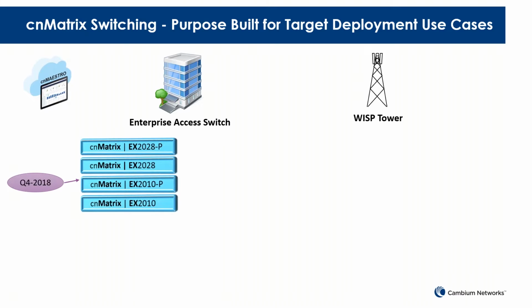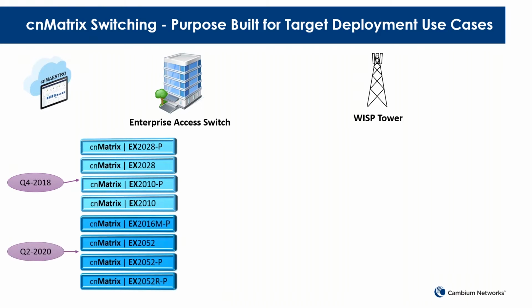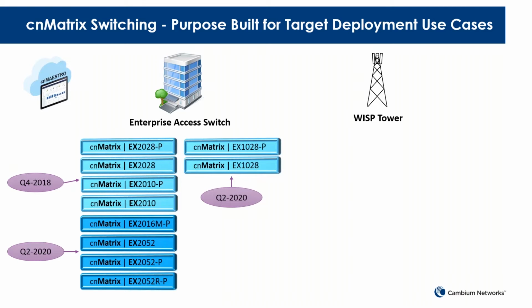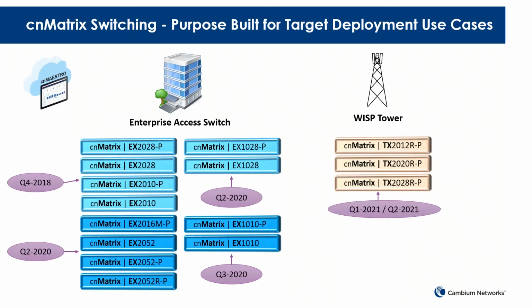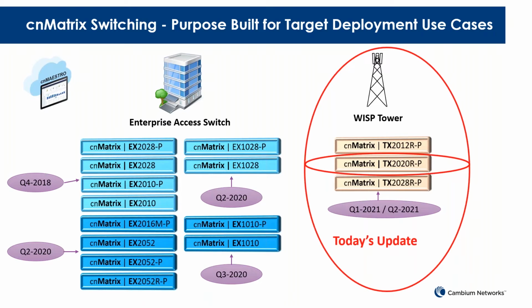A quick overview of our enterprise switches. We shipped our first 4 switches just a little over 2 years ago, so we've been shipping for 2 years. Earlier in 2020, we released the 48 port and multi-gig switches I mentioned. Over the summer in June, we released the 24 port versions of our 1K portfolio. And then in August of 2020, we released our 8 port versions of our 1K portfolio. Now here comes the WISP switch. We're going to be shipping these in Q1 and Q2, and this is what I'm really going to spend the rest of today talking about.